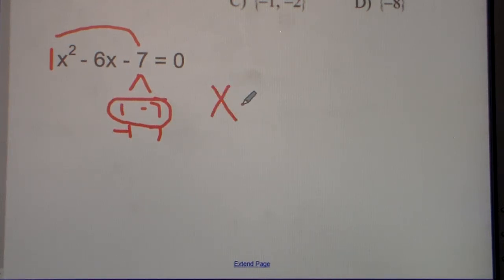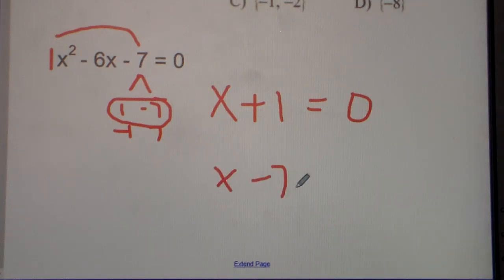So we're going to do x plus 1 equals 0, and then x minus 7 equals 0. Those are our two equations. Subtract 1 from both sides and we get x equals negative 1. Add 7 to both sides and we get x equals 7. Those are my two answers for this problem.